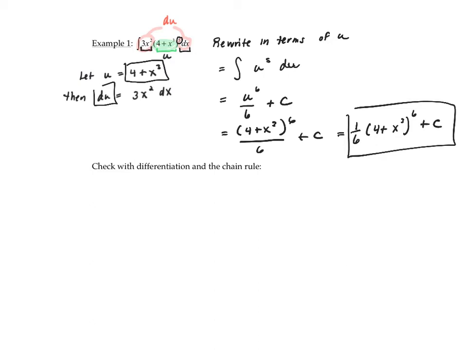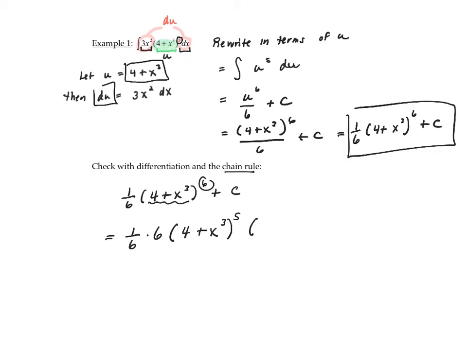Okay, we can check our differentiation with the chain rule. So we have 1/6 times (4 plus x to the 3rd) raised to the 6 plus our constant c. So we're going to take 1/6, multiply by that exponent, so bring that exponent out in front. You keep the base the same, reduce that exponent by 1, and then multiply by the derivative of the inside, which would be 3x squared. The derivative of the constant goes to 0, and then we simplify.